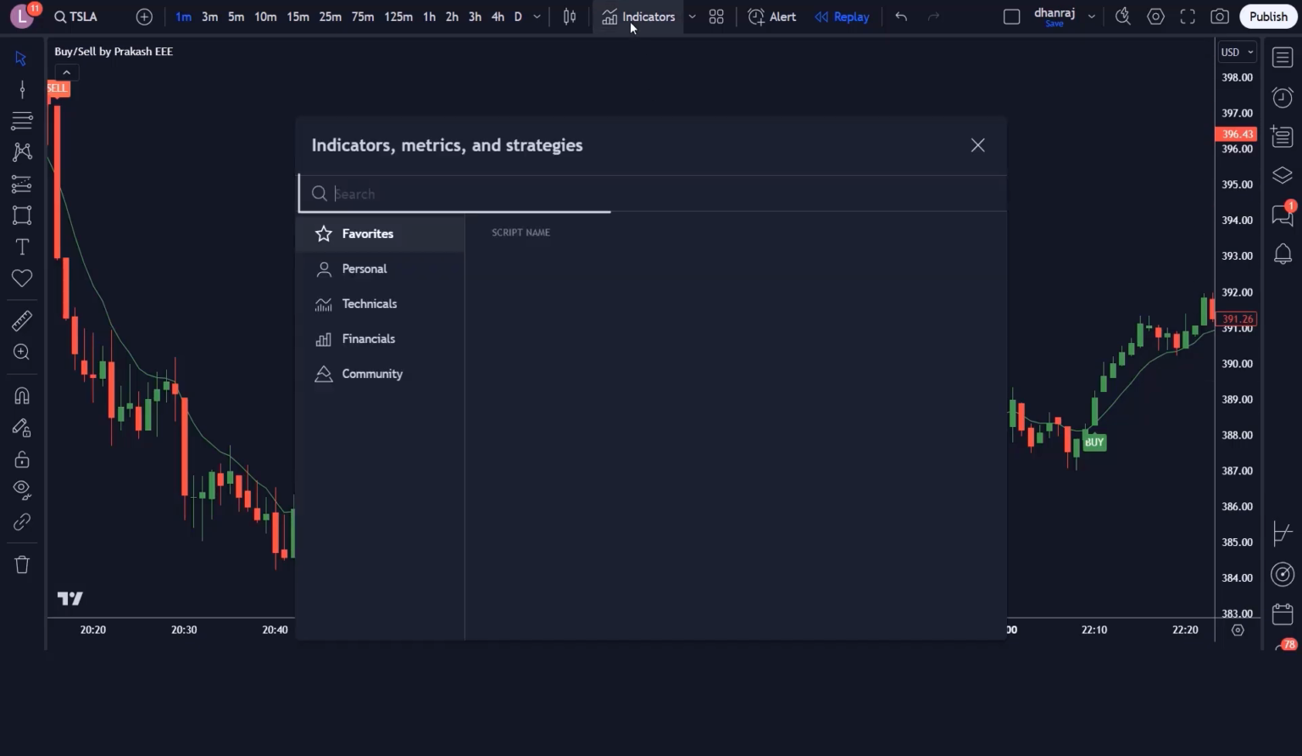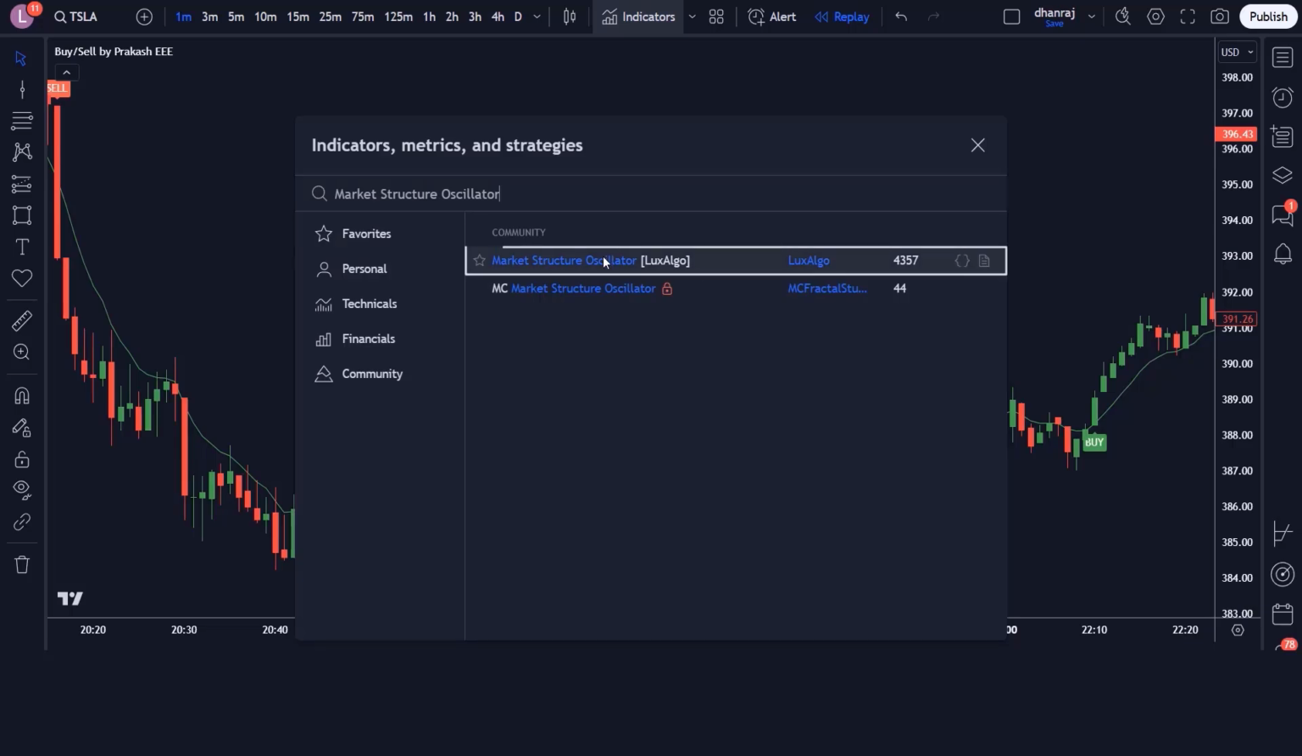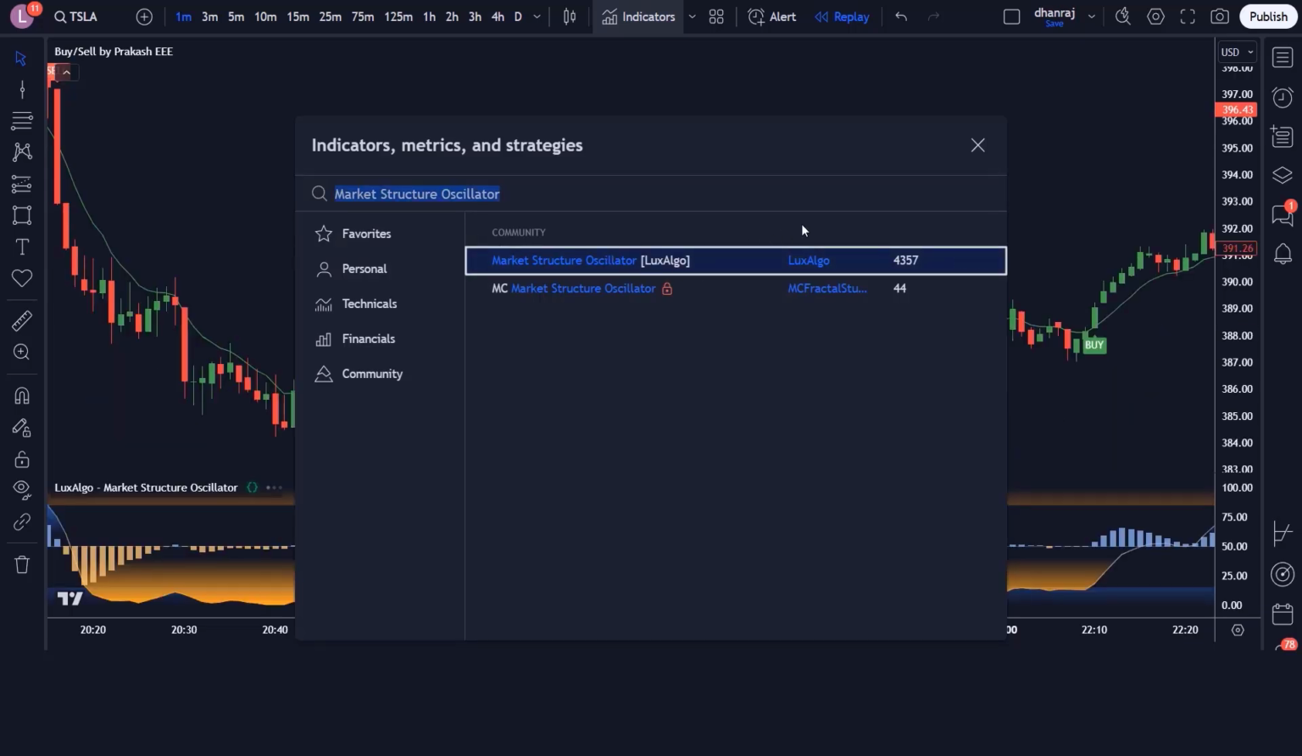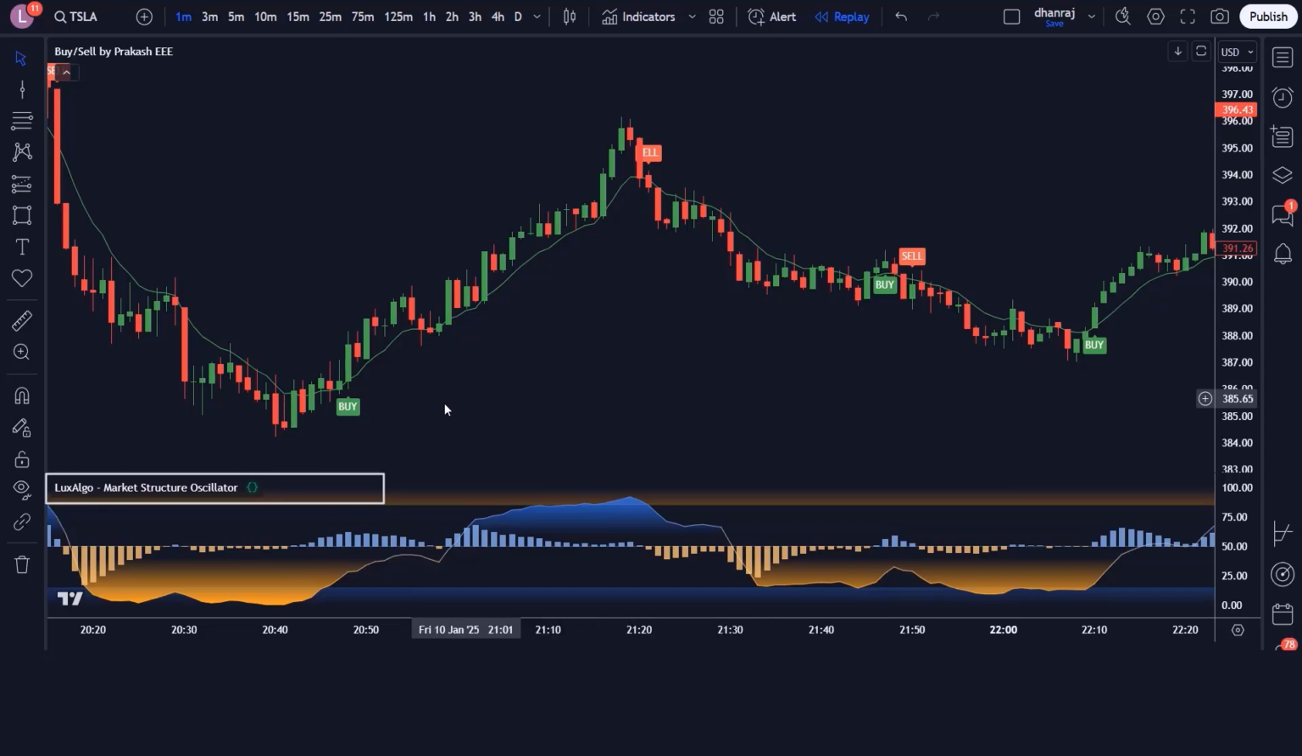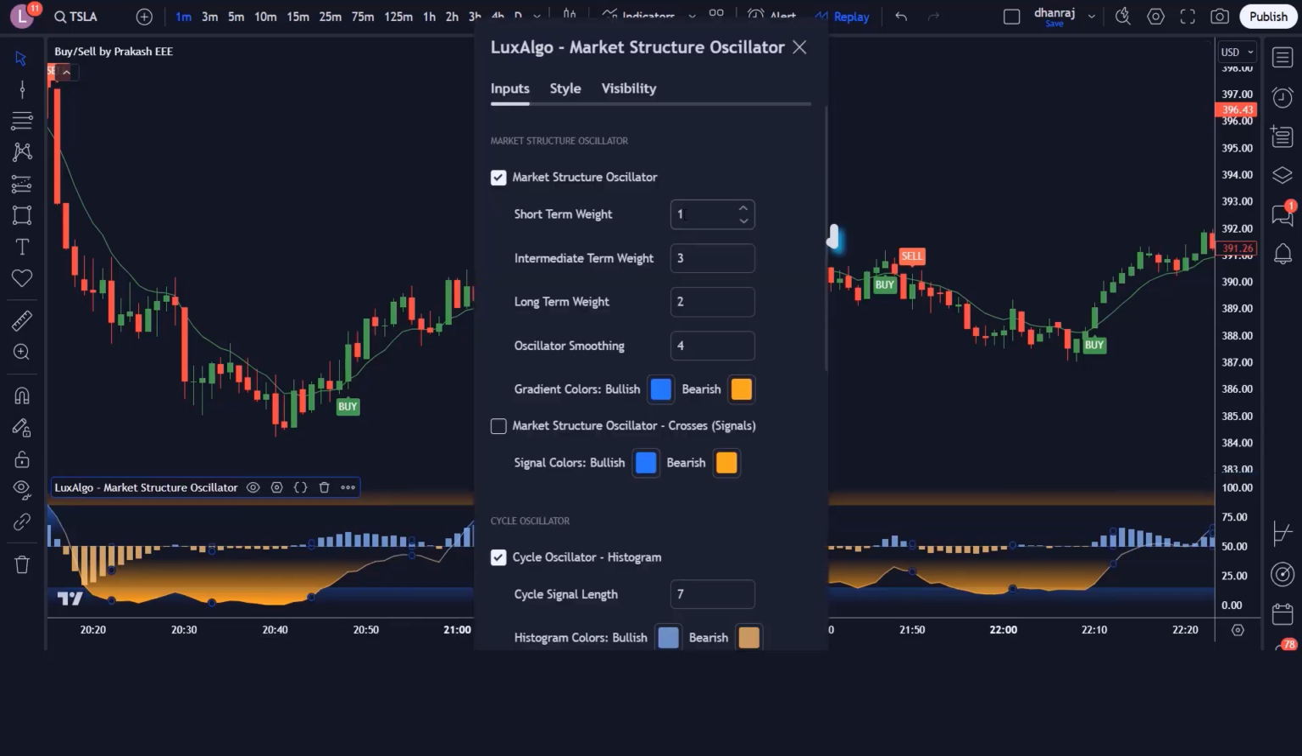We will search market structure oscillator in the search box of TradingView. After that, we have to click on the market structure oscillator option, in which we have to change some settings. We have to change the short-term weight option from 1 to 2. We have to change the intermediate weight option from 3 to 3.6. We have to change the long-term weight option from 2 to 2.8.